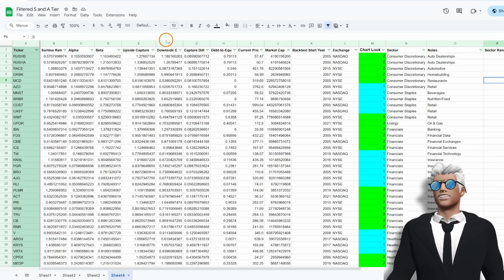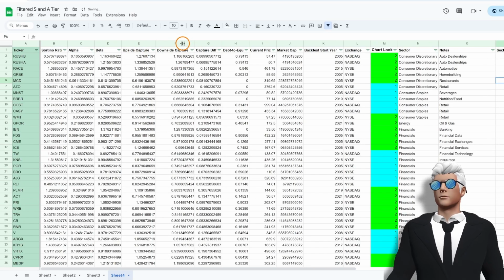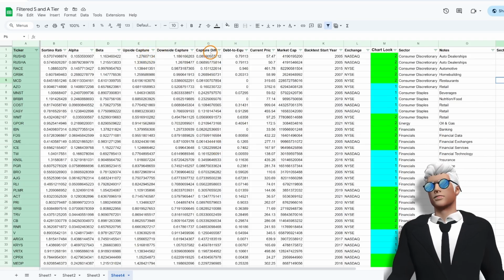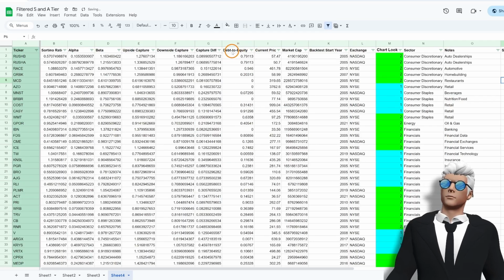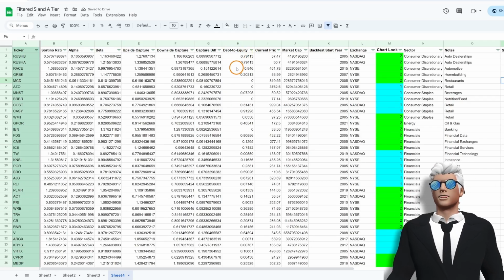Right now I've got upside and downside capture, and basically they take the gain or the loss for the day and then add it up over time. Capture difference, I did this manually. Basically, your upside minus your downside gives you your capture difference. Next is debt to equity ratio, basically how much debt per unit of equity that company has.